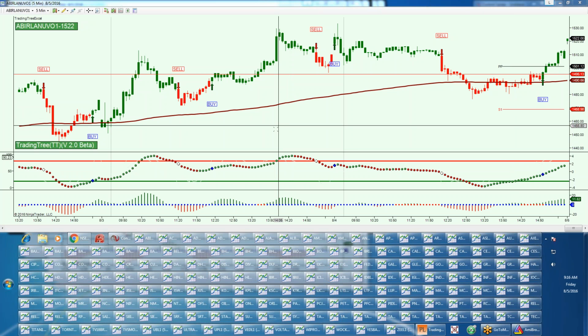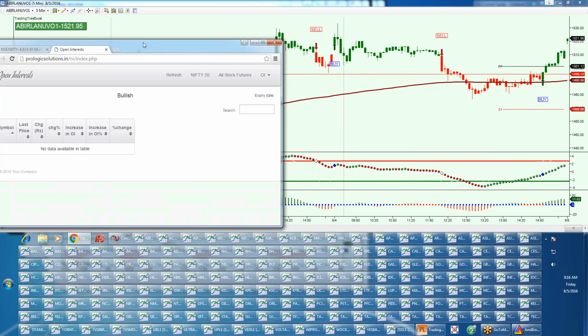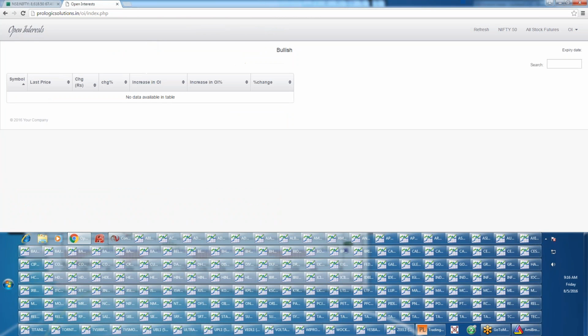So we have a new strategy which we are working on. Here we actually use open interest and the change in the price and then try to trade with that. So we'll be getting the data for the open interest right at 9:25 or 9:30. So we have this system designed.